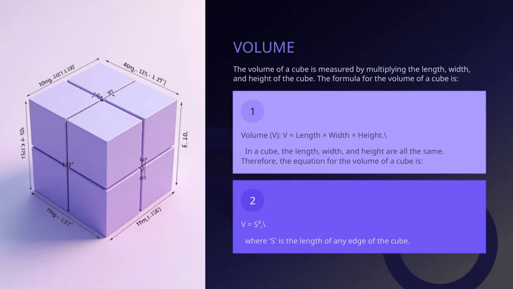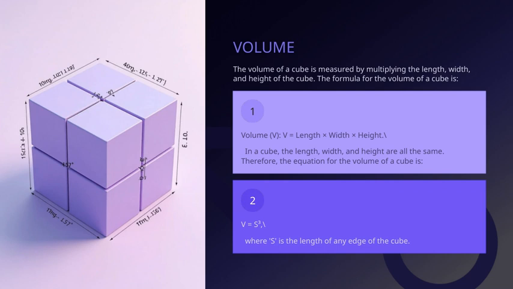The volume is basically how much space the cube takes up. To find it, we multiply its length, width, and height together. That gives us the formula. Volume equals length times width times height. Now, in a cube, the interesting thing is that all 3 dimensions, length, width, and height, are the same. So, instead of multiplying 3 different numbers, we can simplify the formula to just 1. This is where the shortcut comes in.